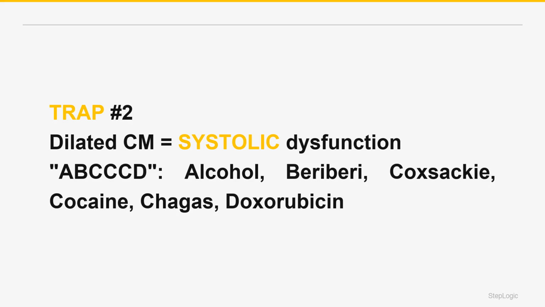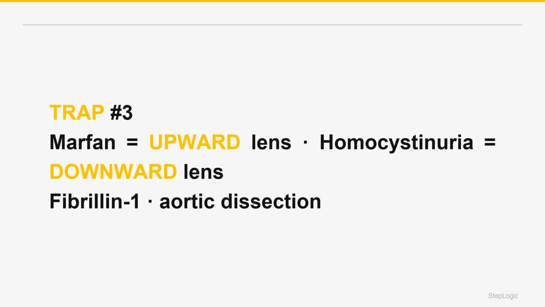Trap 2. Dilated cardiomyopathy is systolic dysfunction with a low ejection fraction, the dilated weak pump. Think ABCCCD for the causes, and viral Coxsackie myocarditis in a young post-viral patient. Trap 3. Both Marfan and homocystinuria give a Marfanoid body, but the lens dislocates upward in Marfan and downward in homocystinuria. Marfan is a fibrillin-1 defect, and the killer is aortic root dissection.